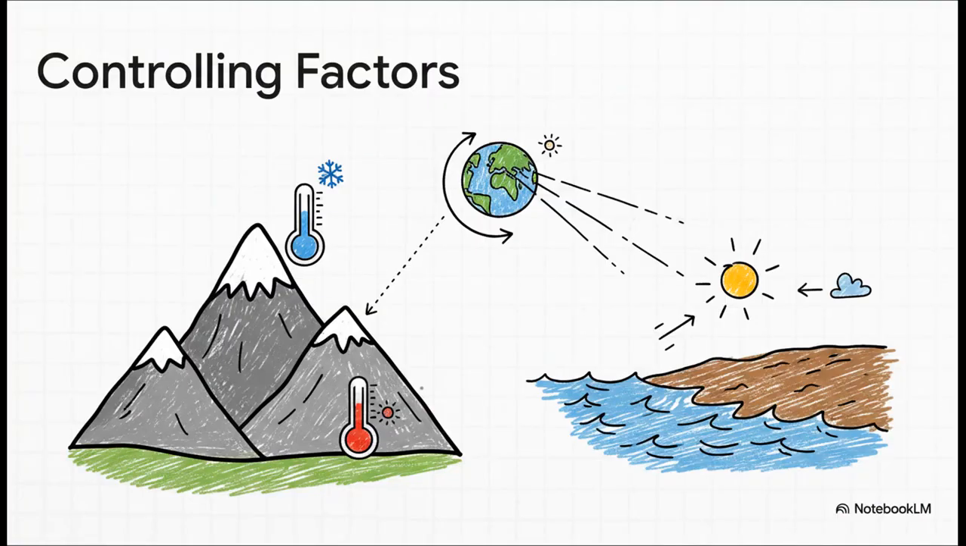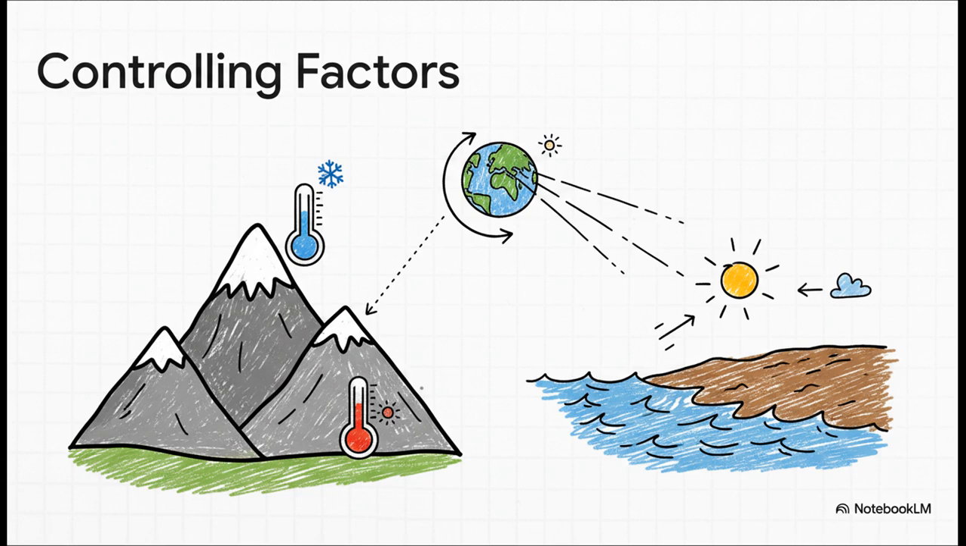Since the overall planet is balanced perfectly, we have to ask, well, why are some places freezing while others are sweltering? The key takeaway for your test is to master these 5 variables. Latitude dictates the angle of the sun's rays. Distance from the sea matters because water heats up and cools down way slower than land does.